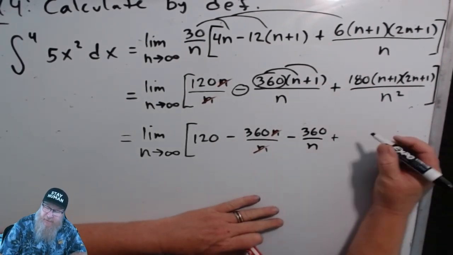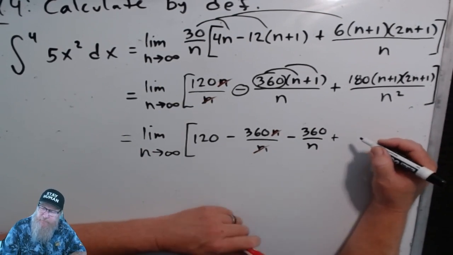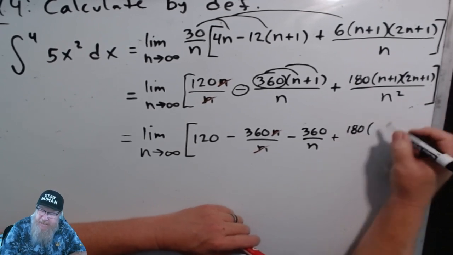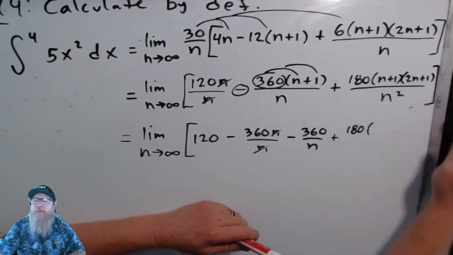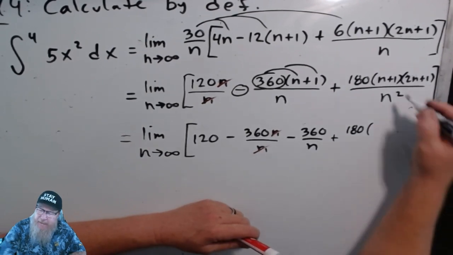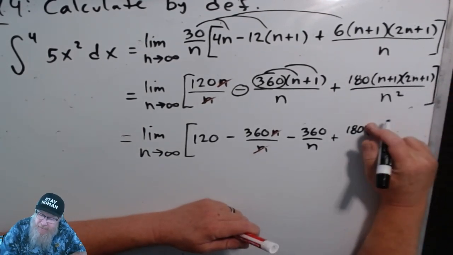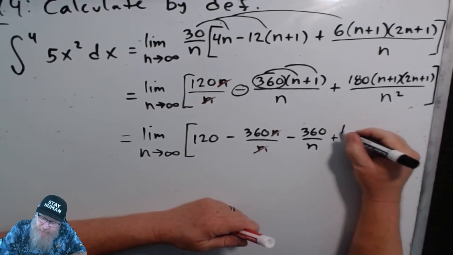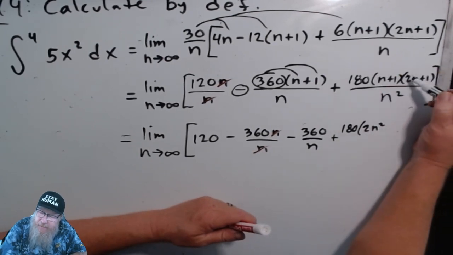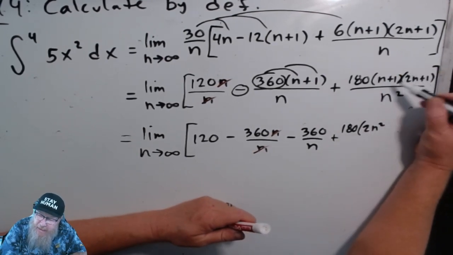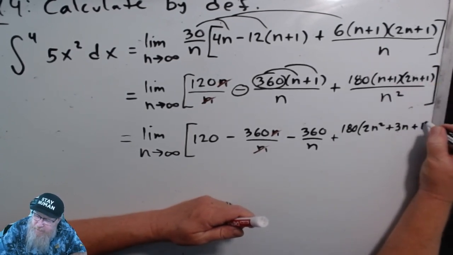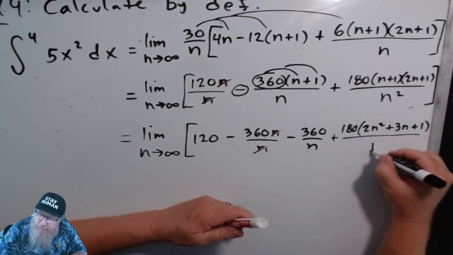Oh, and this one sucks. So let's see. What's the best way to do this one? Let's just hold off on the 180. Just wait on that. And let's do the double parentheses, which I kind of wish I would have done a while ago. But I was waiting, and now I got to suffer. So we get 2n squared, right? And then 2n and then another n, so that's 3n, and then 1 times 1 is 1. That wasn't so bad. Over n squared.